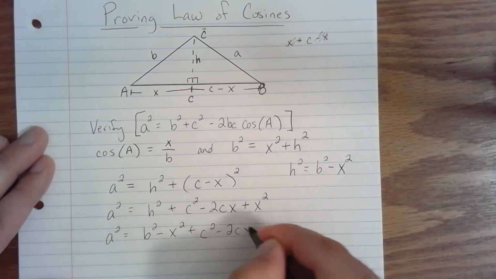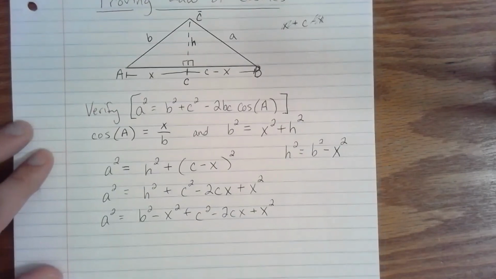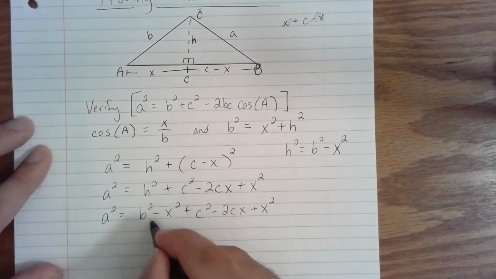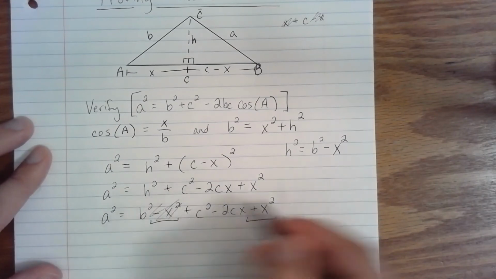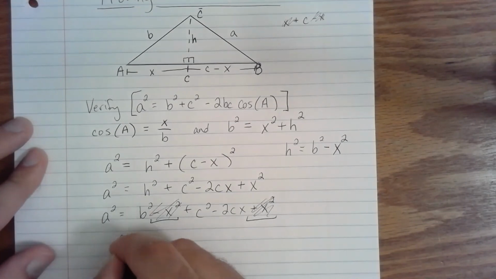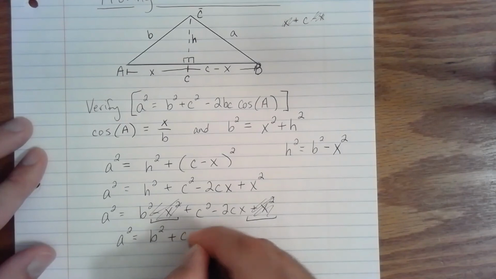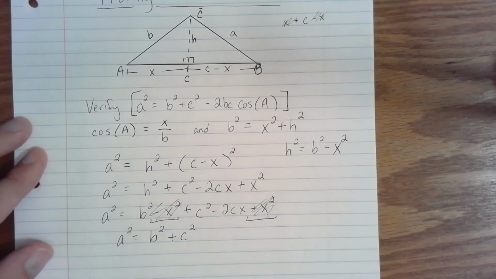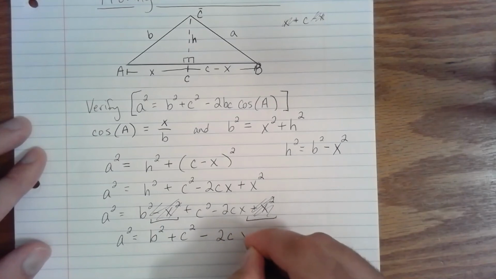This is good news for me. If I've got a keen eye, I can tell that this is going to actually help me a lot. This minus x squared and this plus x squared now, when we combine like terms, are just going to cancel each other out of the problem. If I give you something and then I take it away, it's just gone. And this form is starting to look very familiar now, actually. I feel pretty good about this. I see b squared plus c squared. That's already a great start for me. And I see minus 2c times x.